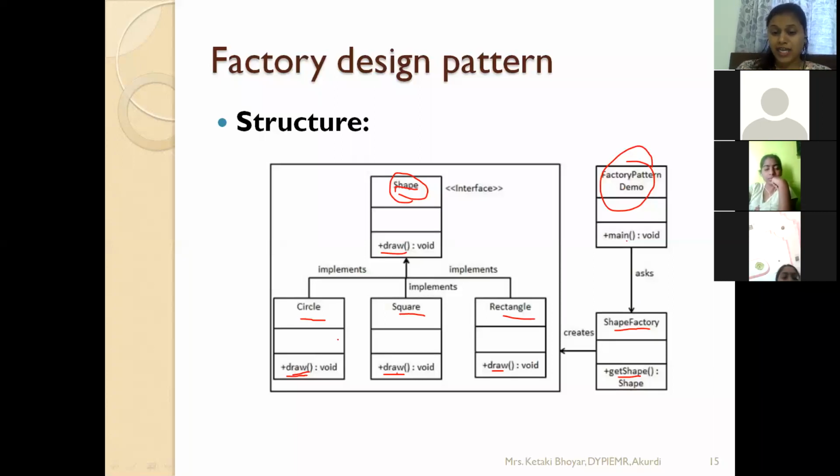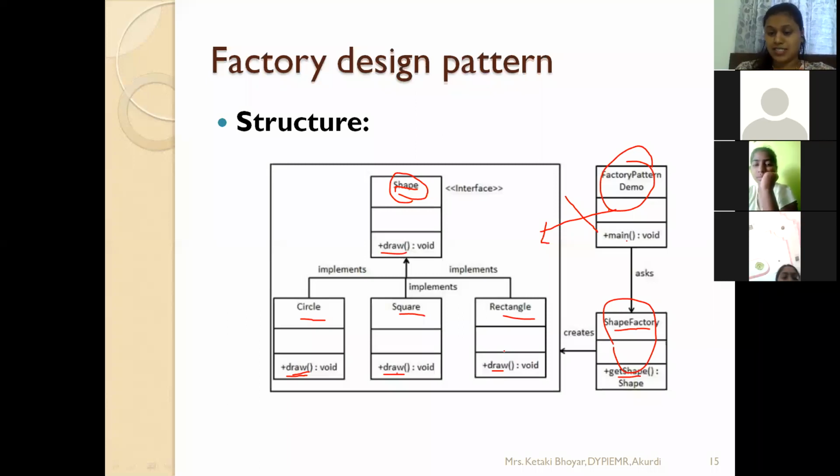Client will not be accessing this complete structure where we have implemented our interface, where the methods of the interface are implemented by the three different concrete classes. So the client will not access this part, the interface and its implementing classes. Client will ask the class shape factory to implement the method. This shape factory will communicate with this interface and the concrete classes to implement the method of draw.